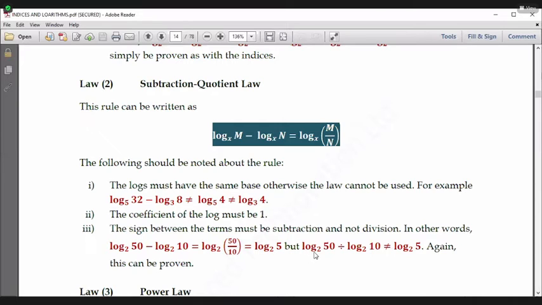But if I take log to base 2 of 50 divided by log to base 2 of 10, it is not the same thing. So the sign must be subtraction, not division. Just like the other one, the sign must be addition, not multiplication. This is what we have seen, and therefore, that is fundamental law number 2. The first 3 are the ones that are very crucial. We have the fundamental law number 3.